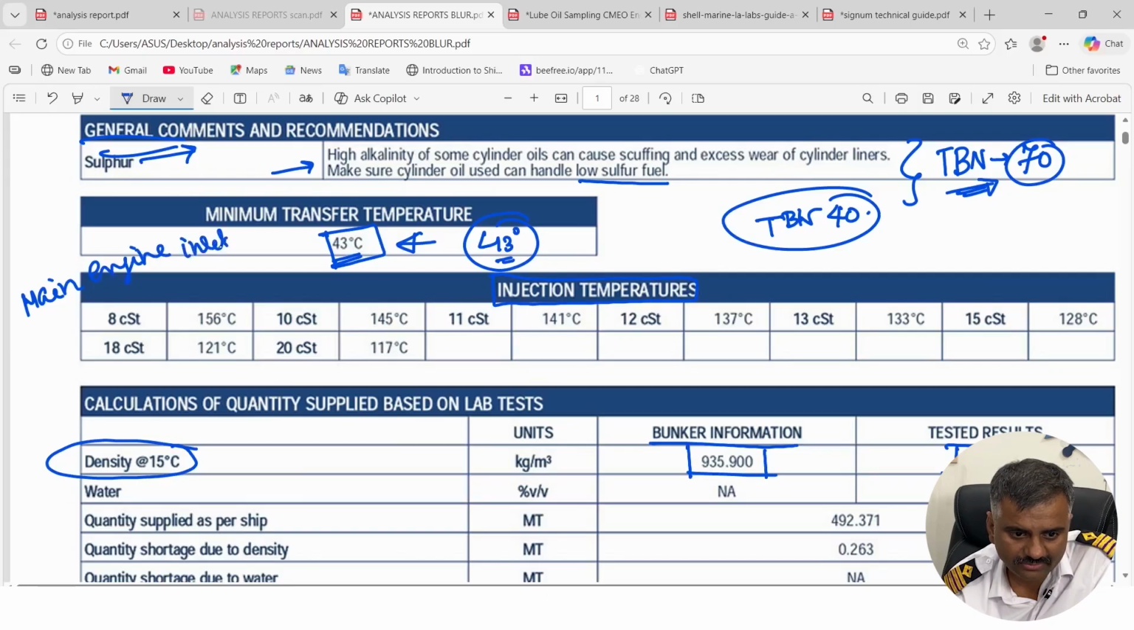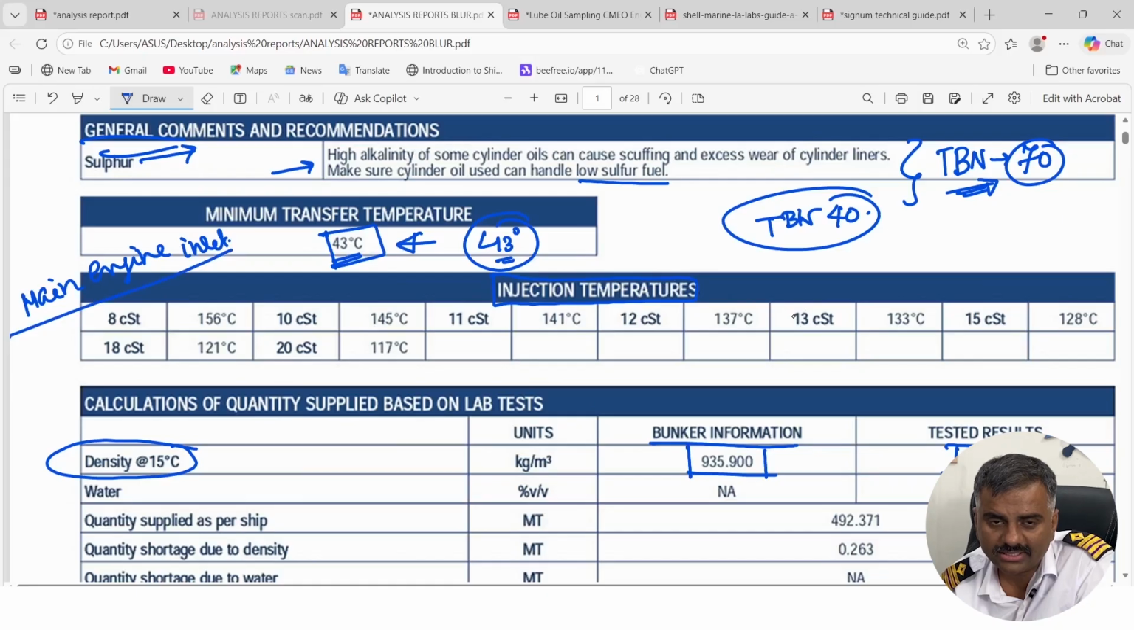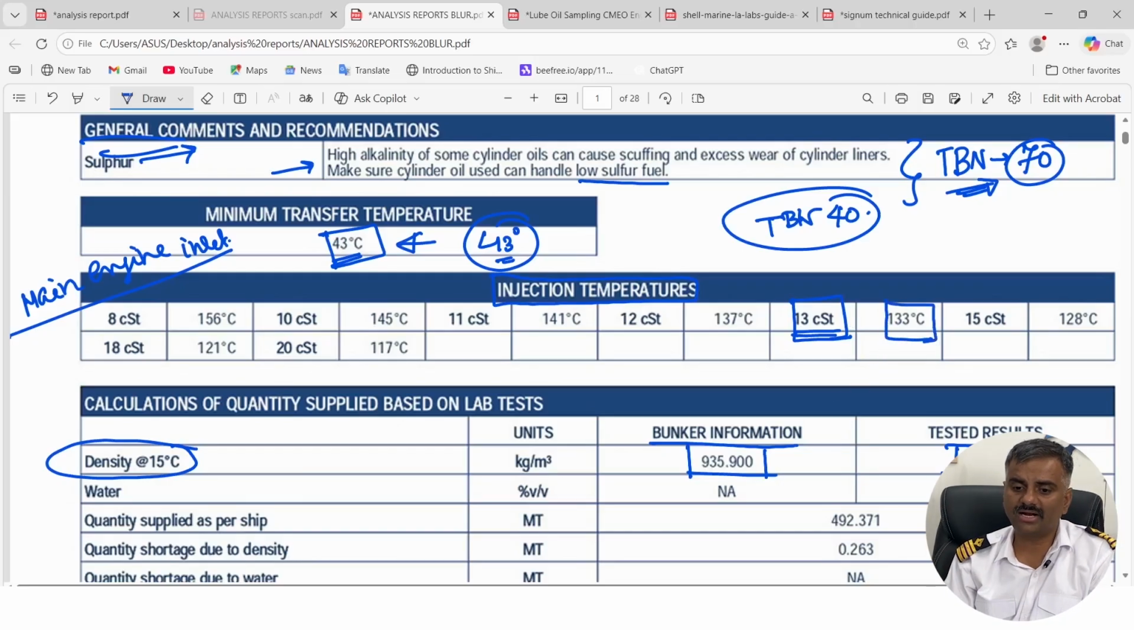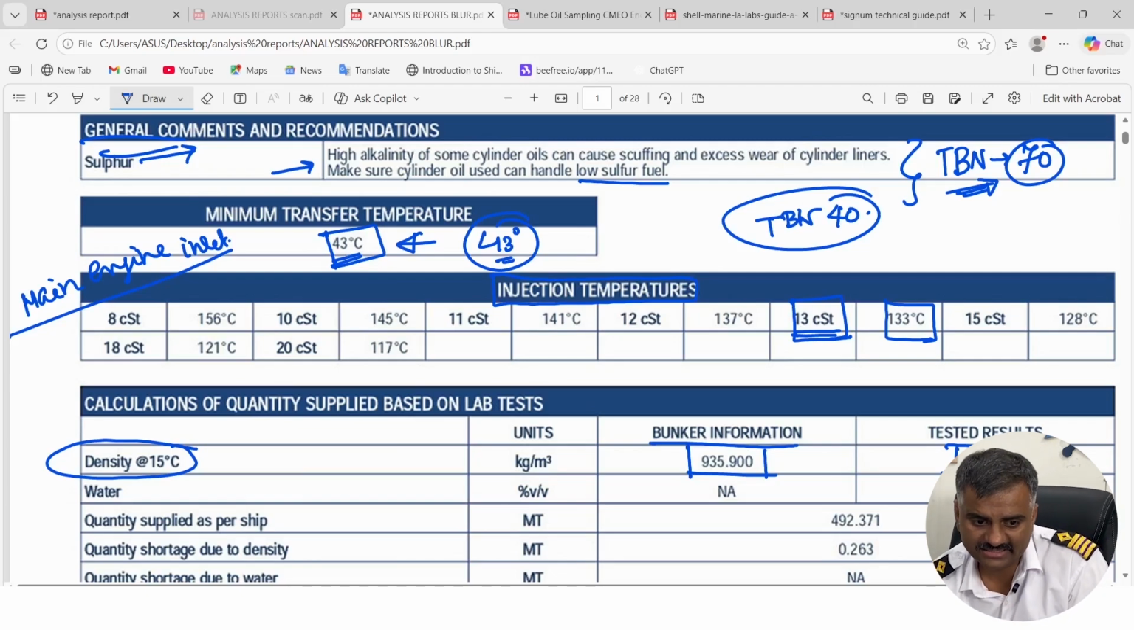Now here, what is important is that we want 13 cst at the main engine inlet. Basically, as per the main engine's maker, you require the viscosity to be 13 cst at main engine inlet. For that, your oil temperature at the heater outlet is 133 degrees centigrade.